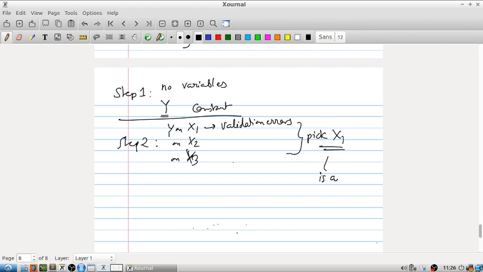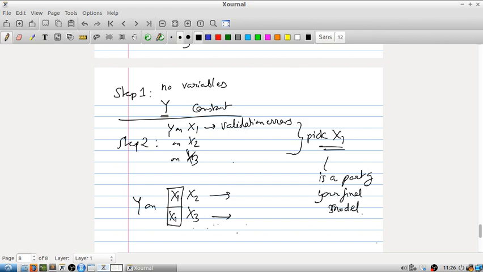It is a part of your final model. So the x1 with the lowest validation error is going to be part of your final model, and then x1 is fixed. The only two other options are x2 and x3. Then you use x1 fixed for both of them, try x2 and x3 and get the validation errors.